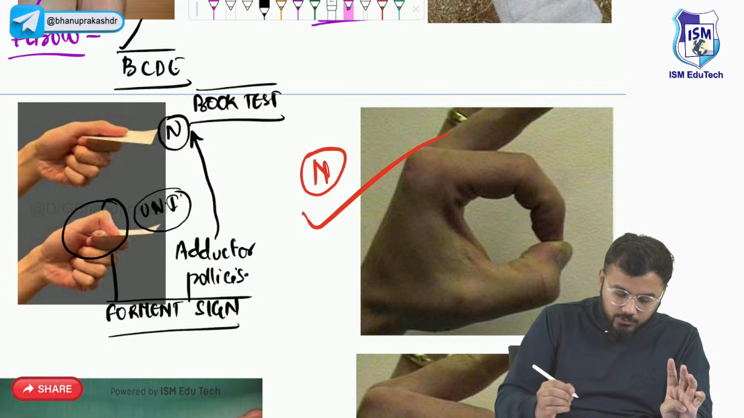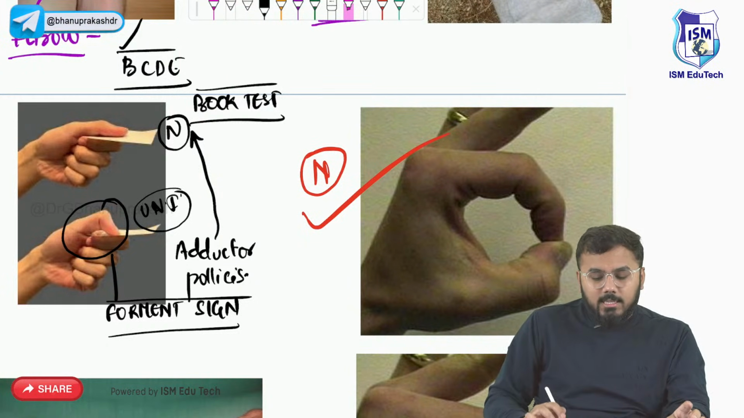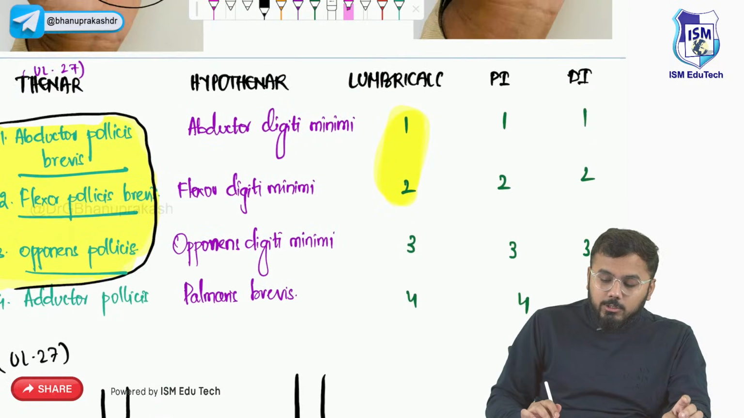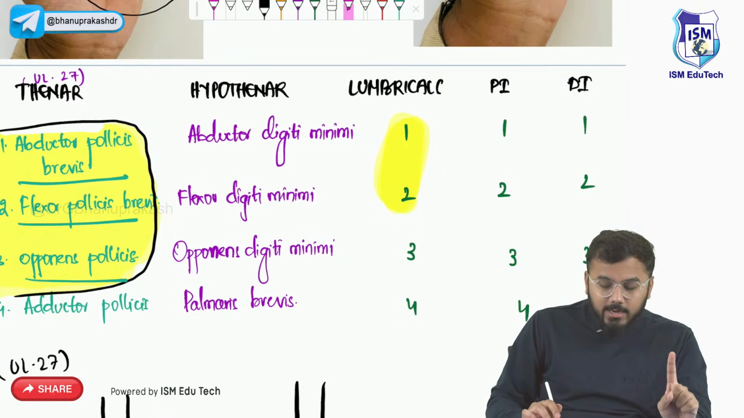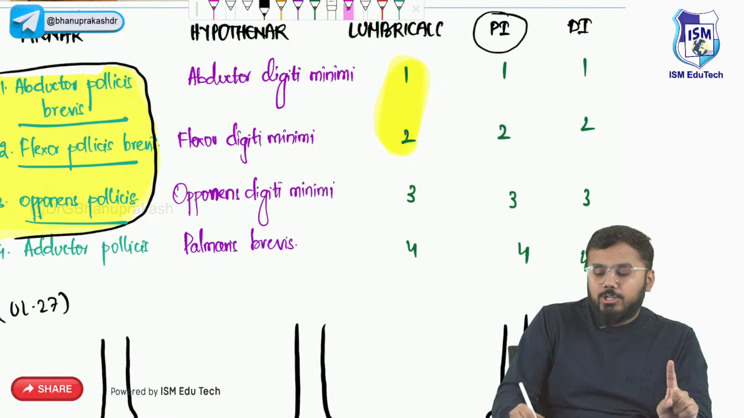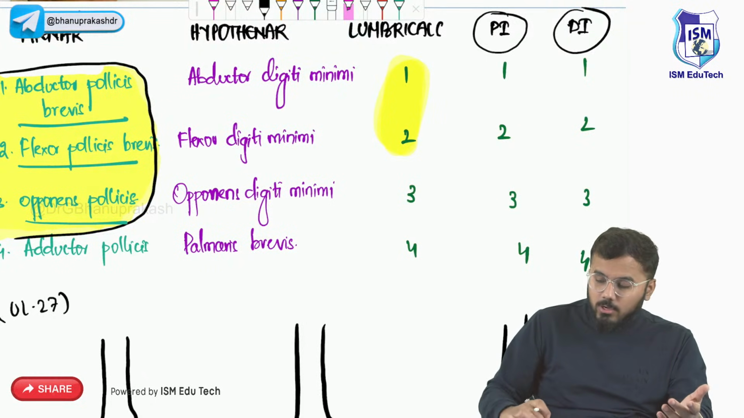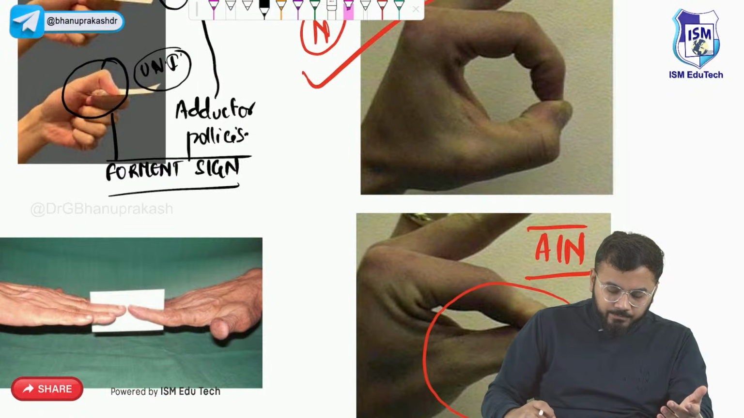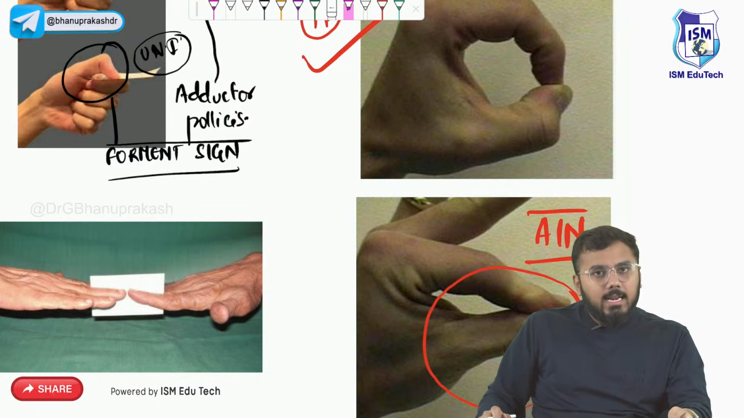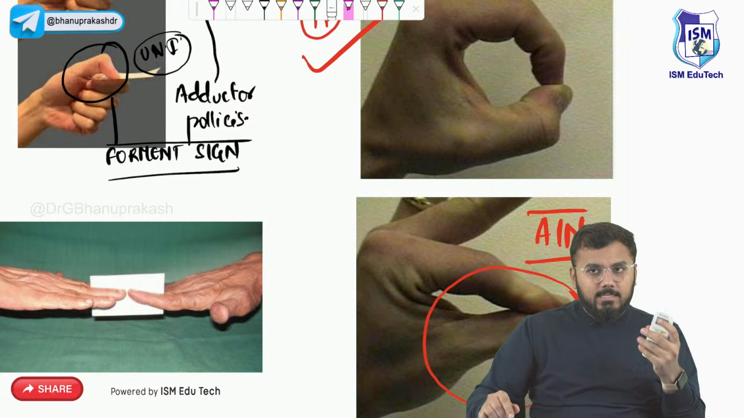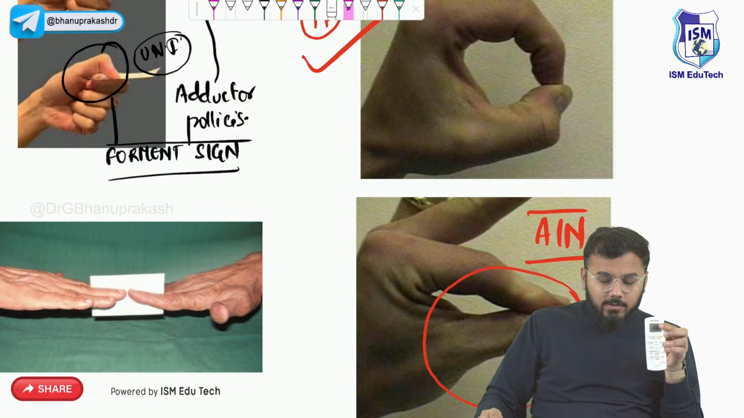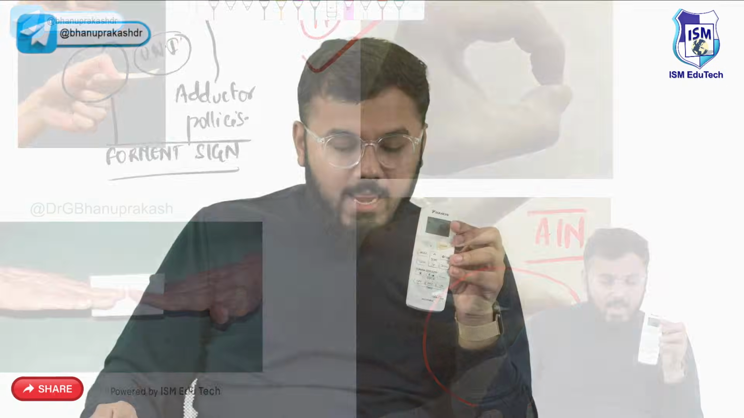So after B, next we go to the C. What is C? Look here, the ulnar nerve also innervates all your palmar interossei and all of your dorsal interossei. For example, if I keep a card like this, let us say this is itself a card. If I give this card to a patient, what will happen? I will tell the patient to put this card in between your fingers and I will start pulling the card.